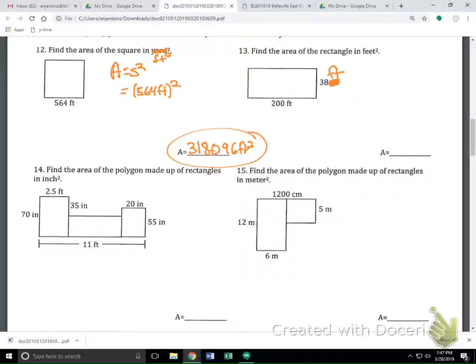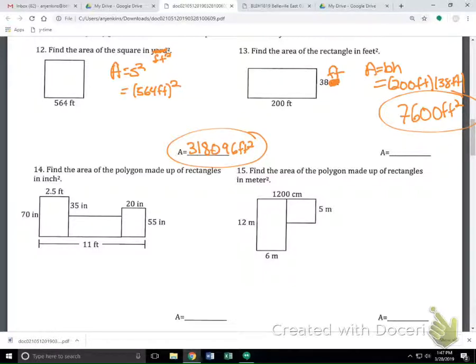So how do you find area of a rectangle? Yep, A equals B times H. Base times height. 200 feet times 38 feet. What do we get? 7,600, he says? Okay. Feet squared.